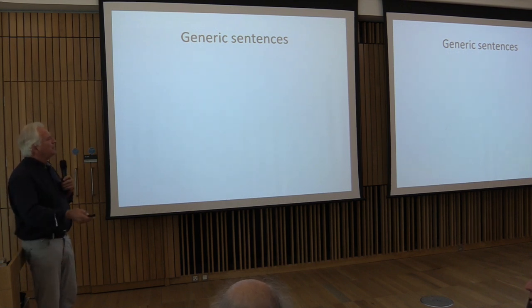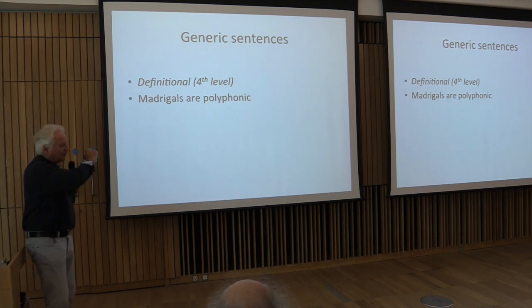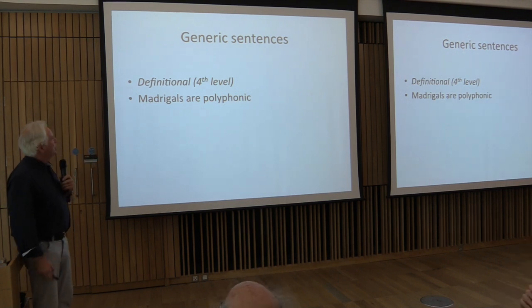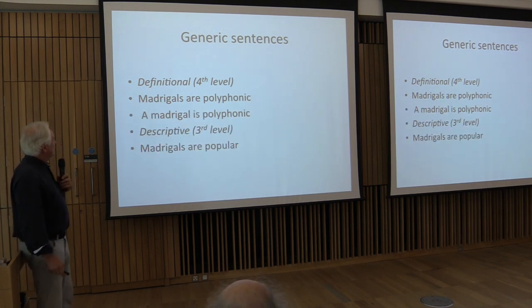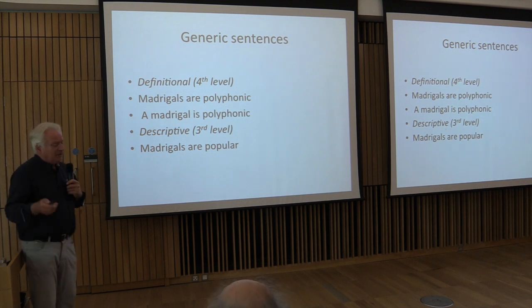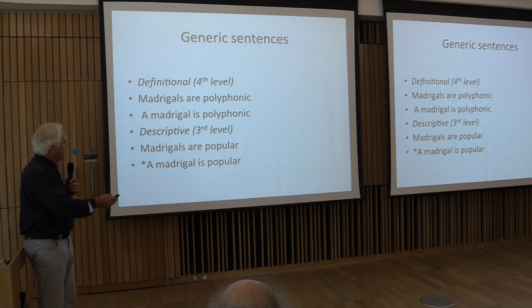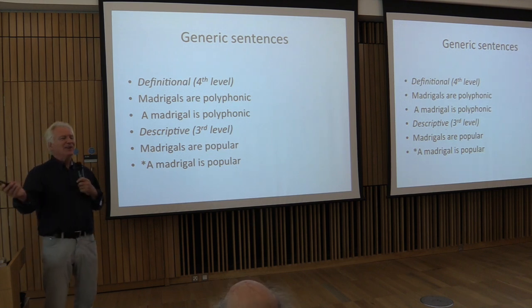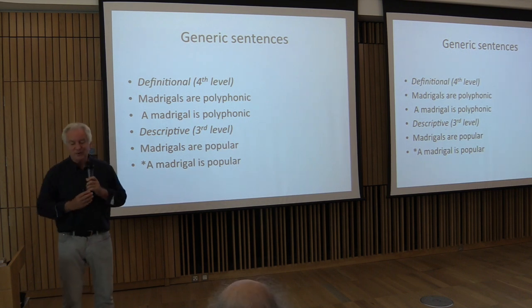But let me just mention these generic sentences. This is an example of a generic: a madrigal is polyphonic. You can say a madrigal is polyphonic, that's a generic. You can have madrigals are popular. That's not a generic, that's a fact about the world. But you can't say a madrigal is popular. That's a kind of syntactic test for whether something is generic or not. It's not a very strong test.